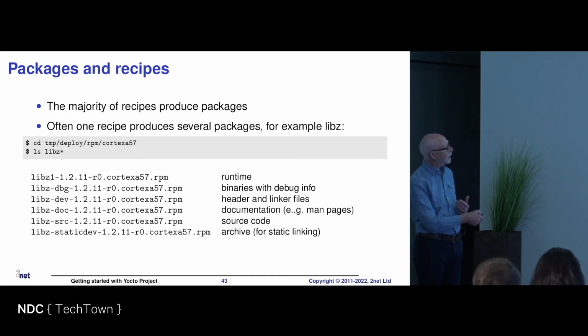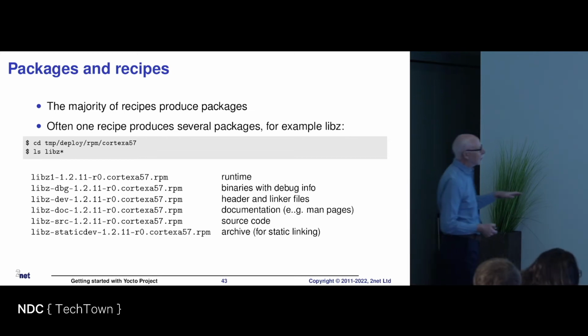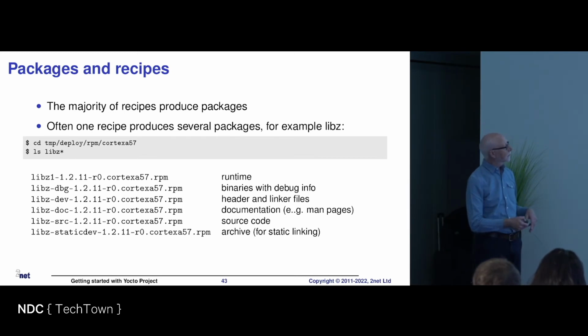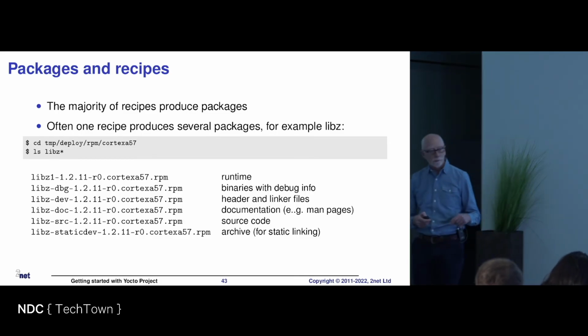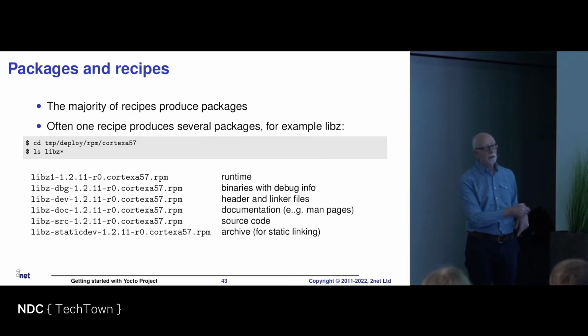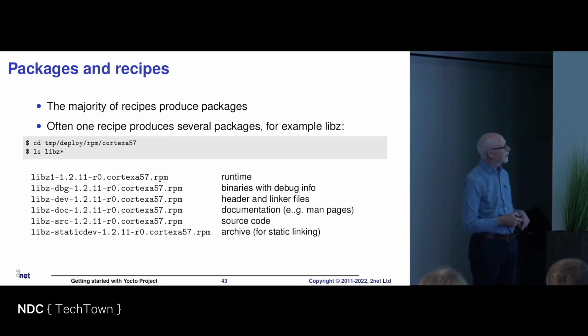So this is a case of a library, libz, which is the compression library. In this example at least, you get 6 different packages. You get the runtime, which contains the .so file. You get the debug, which contains the .so file with debug symbols. You get the dev, which contains the header file. You get the doc, which contains basically the man pages. Actually, nobody cares. You get the source.